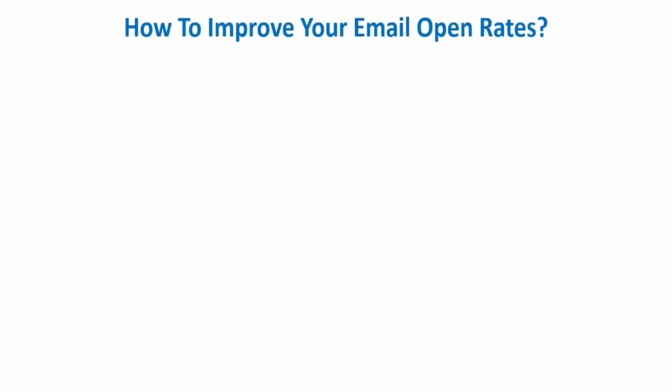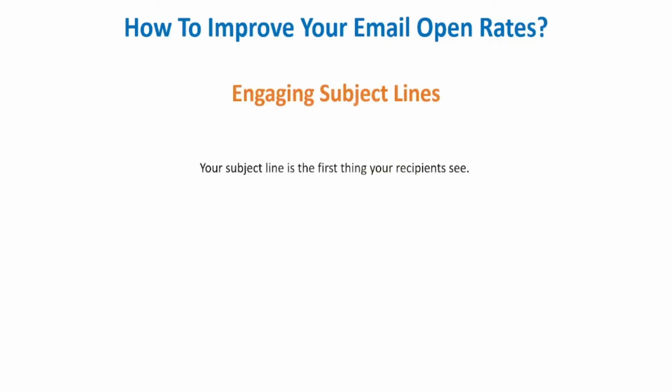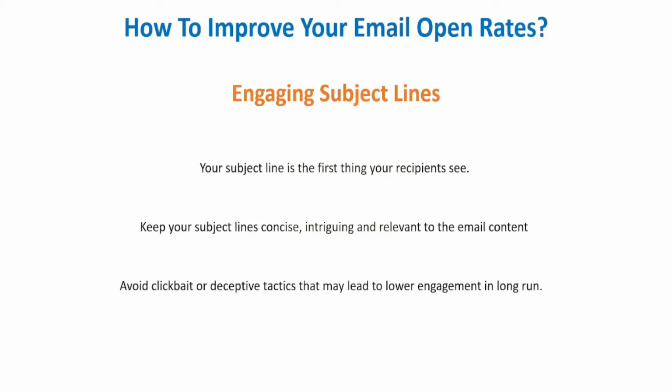Let's get straight to my screen. Now, how do you improve your email open rates? First tip would be engaging subject lines. So your subject line is the first thing your recipients see. So it always needs to be engaging and intriguing. And you keep your subject lines concise, intriguing, and relevant to the email content. Third one will be avoid clickbait or deceptive tactics that may lead to lower engagement in the long run.